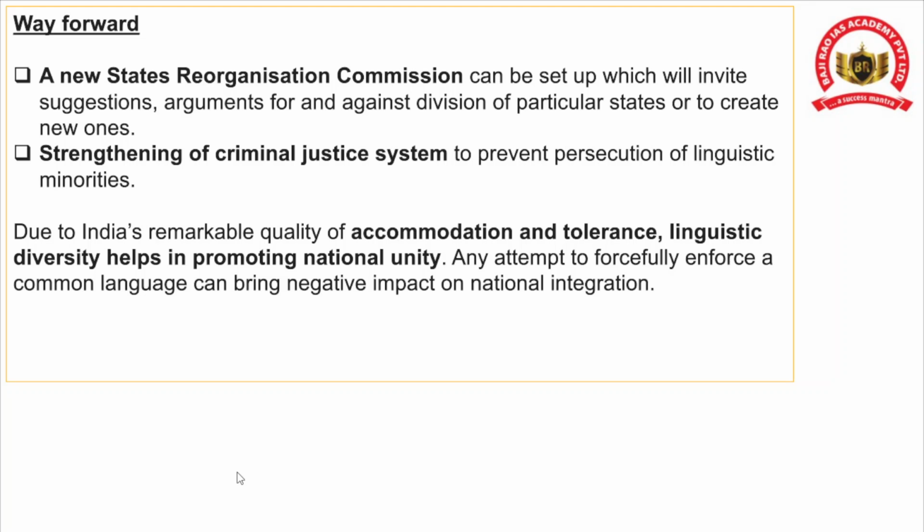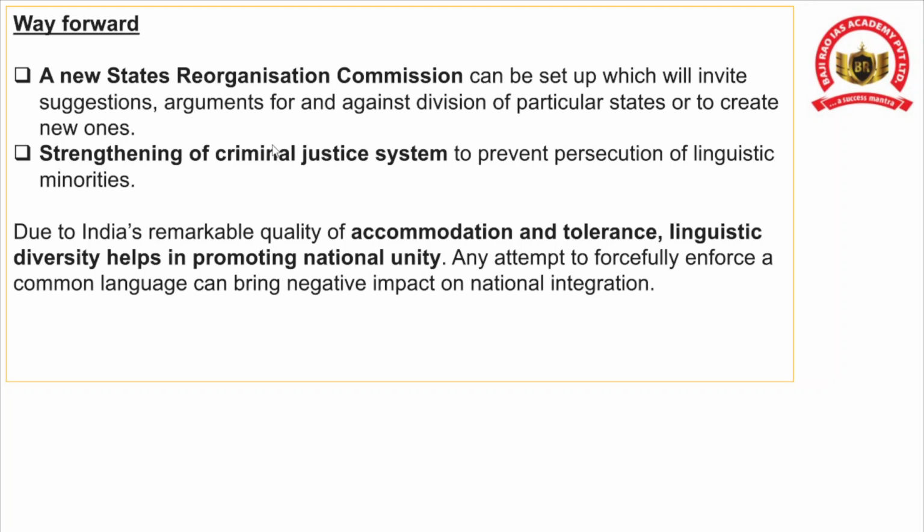Earlier we had a State Reorganization Commission. Why was it formed? The State Reorganization Commission was formed to understand the consequences of the formation of states based on language, whether it is good for national integration or it could have any negative repercussions. And on similar lines, we need to form a new state reorganization commission so that it could invite suggestions and arguments for and against division of particular states or creation of new states on linguistic basis.